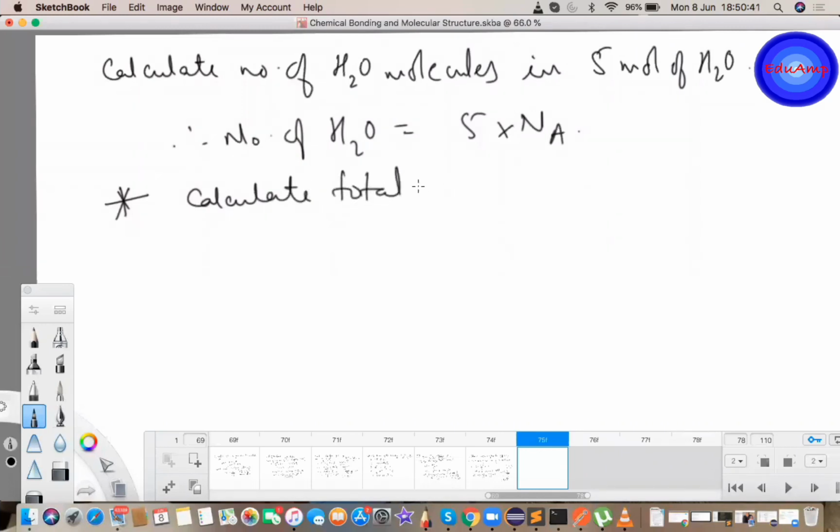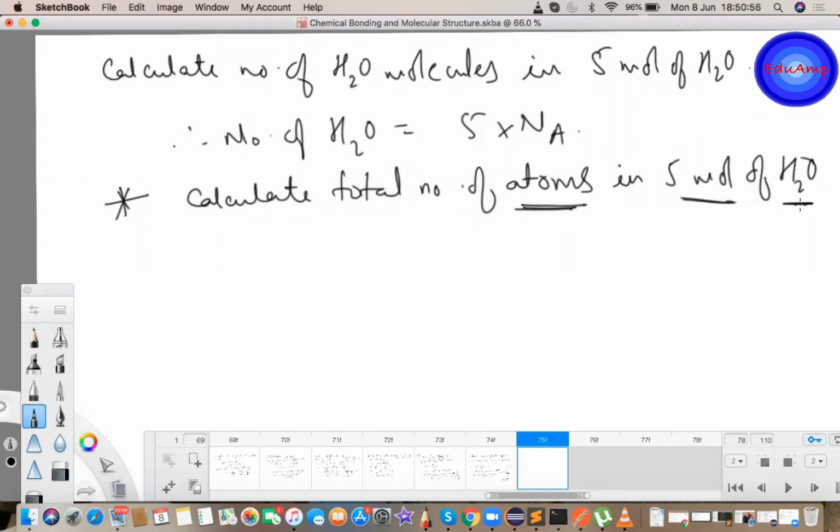Now, to increase its trickiness, what I'm going to ask you is calculate total number of atoms in 5 mole of H2O. I'm asking about atoms, and you are given moles of water molecule. So first calculate number of molecules. The number of molecules will be 5 into Na.